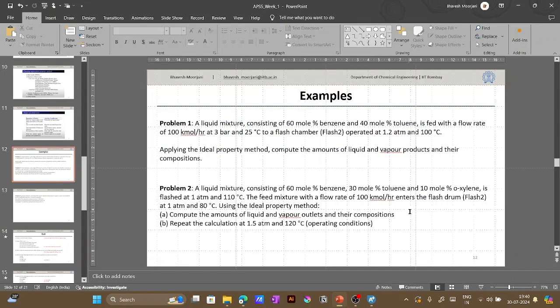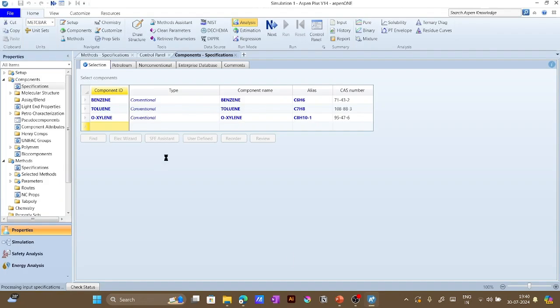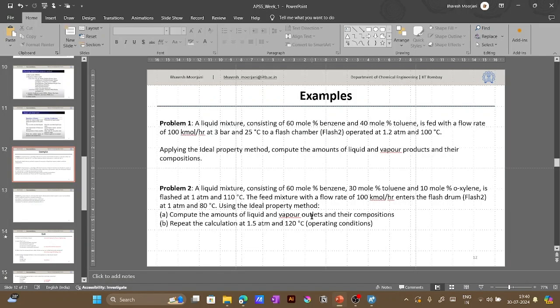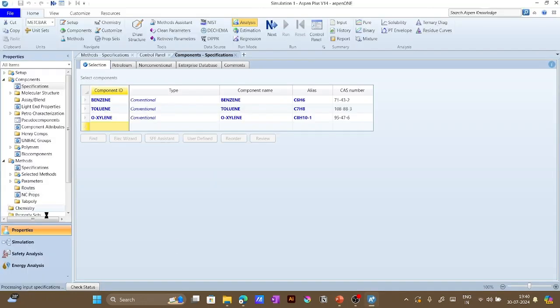So here what we are doing is, the system is at high temperature and then the flash drum is operating at relatively low temperature and pressure conditions. So according to you, what will happen, whether we will get only liquid product or vapor product? Can you think about it? Since the feed contains more energy and the flash drum is operating at much lower temperature, all the feed should get converted to vapor, right? So that should happen. Let's check it out.